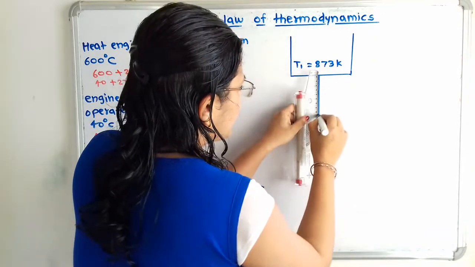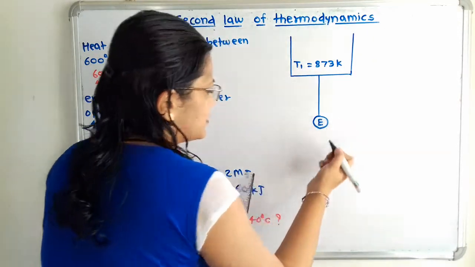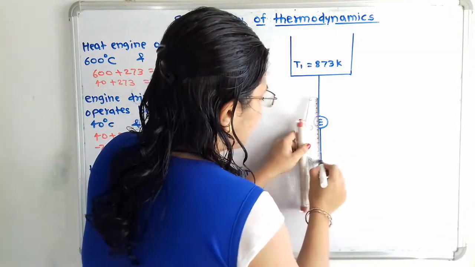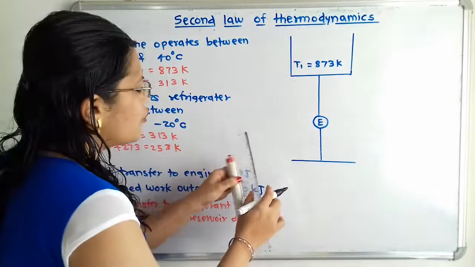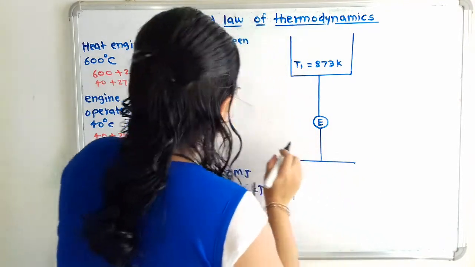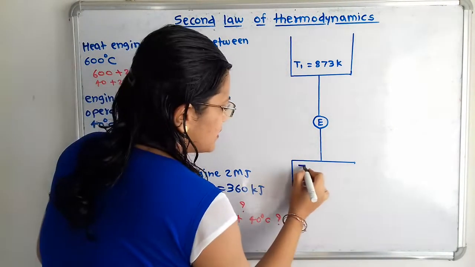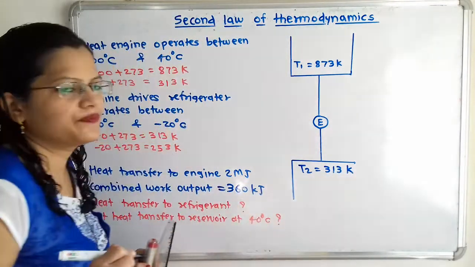So we will draw one line, and for the heat engine I will write E, and the lower temperature reservoir will be at temperature T2. This temperature T2 is given as 40 degrees Celsius, which means we will take 313 Kelvin. So T2 is equal to 313 Kelvin.